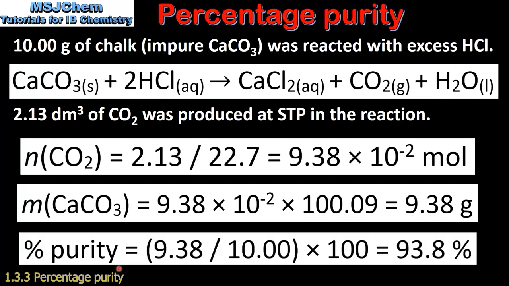And finally, we calculate the percentage purity. So it's the mass of the pure sample of calcium carbonate, which was 9.38 grams, divided by the total mass of the impure sample, which was 10.00 grams. We then multiply this by 100 to give us 93.8%.